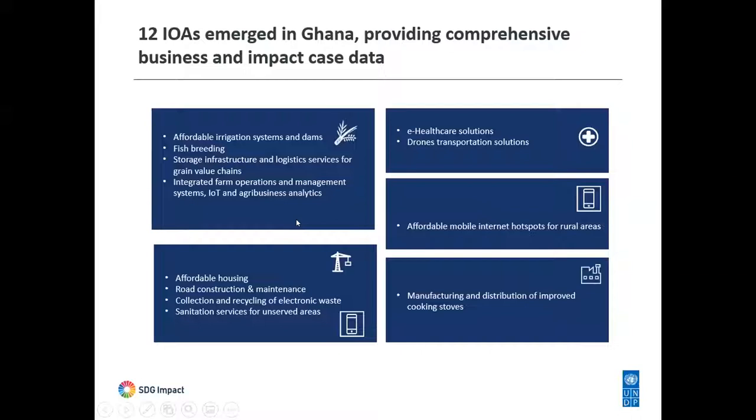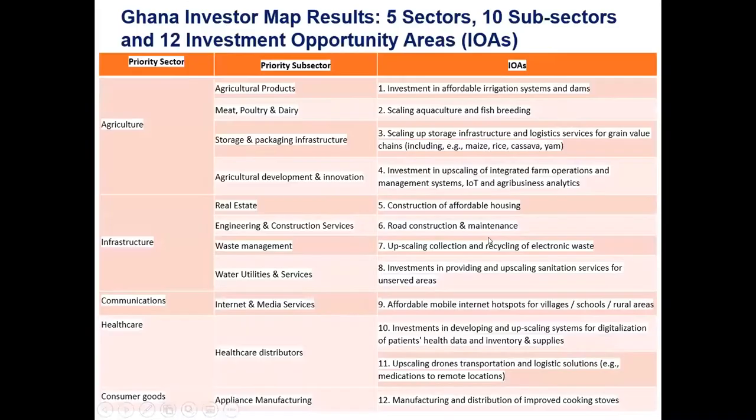agri sector. And then for the infrastructure, we are talking about affordable housing, road construction and maintenance, collection and recycling of electronic waste, sanitation services for unserved areas. And then for healthcare, we're talking about e-healthcare solutions, drone transportation solutions. And then for consumer goods, we're talking about manufacturing and distribution of improved cooking stove. So in brief, these are the areas that are highlighted by the investor maps, the 12 areas.